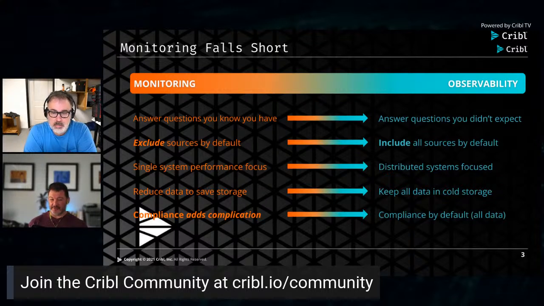Being able to preserve your options for what you want to do with data later on. You may not know the value of data when you first collect it, but that data might become more valuable over time. And so in a traditional monitoring scenario, it's very costly to store that stuff. So you're fundamentally limited on your options.